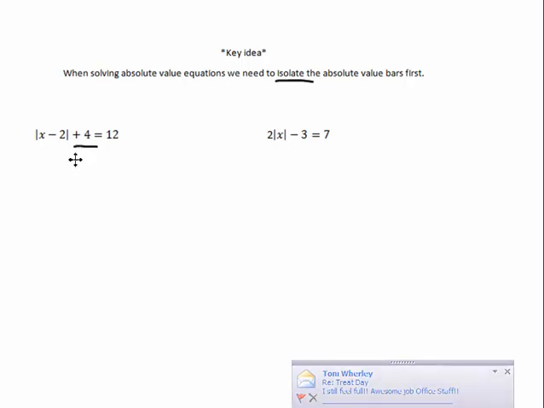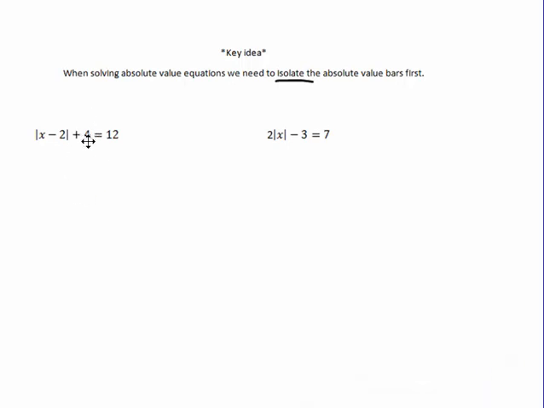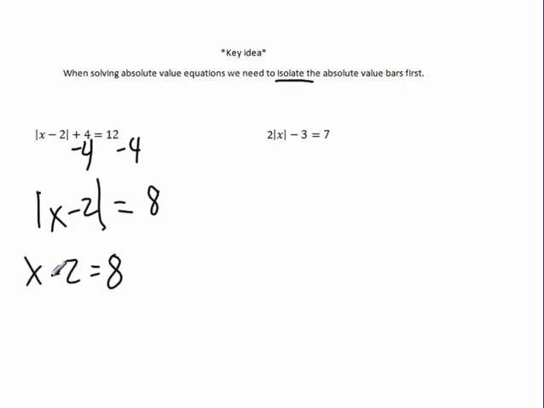So here, I'm going to subtract 4 from both sides. So now I have the absolute value of x minus 2 equals 12 minus 4, which is 8. So now, all this stuff is equal to 8, and all this stuff is equal to negative 8. So I have x minus 2 equals 8, or x minus 2 equals negative 8.